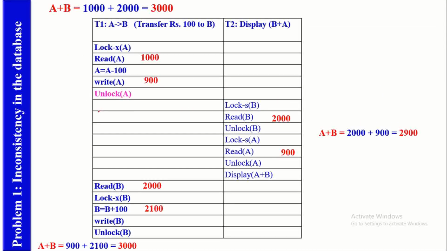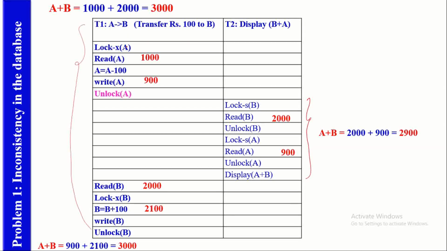This example is taken to highlight how inconsistency occurs in the database. Here one non-serial schedule is taken. Why is it called a non-serial schedule? Because before the completion of the entire transaction T1, T2 is permitted to execute. That's why it is a non-serial schedule. Here a lock-based protocol is implemented. According to the lock-based protocol, a transaction is permitted to access any data item if and only if it has a lock on it.